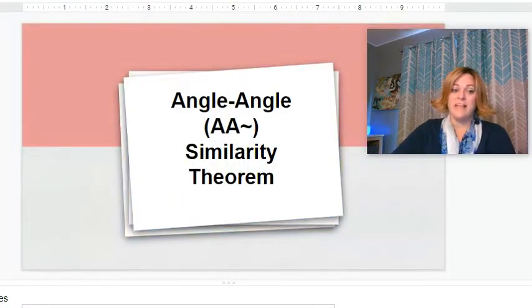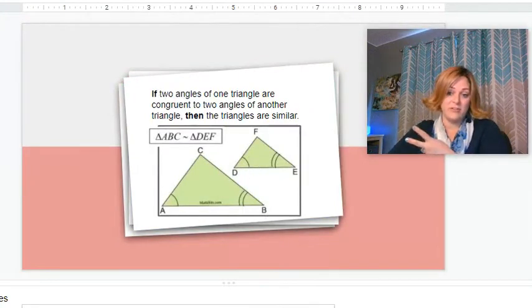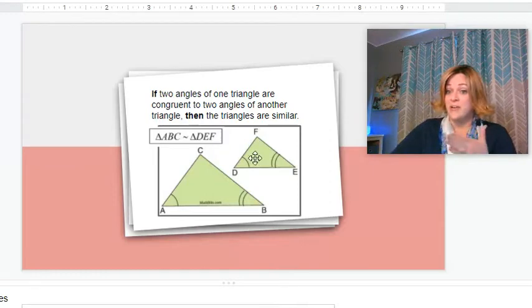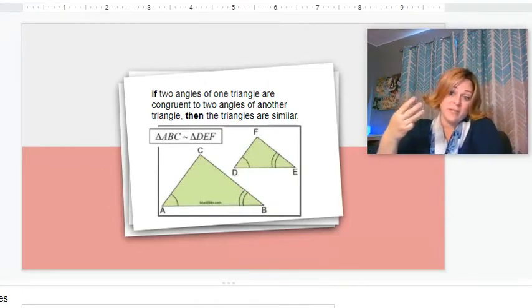Angle similarity. That literally means there are 2 angles that are identical to 2 angles in another triangle, and that shows that they are similar. Honestly, there's another theorem called the third angle theorem: if you have 2 angles that are the same, the third angle has to be the same because they would have to add up to 180. So some teachers say angle, angle, angle similarity, because it really makes all 3 angles the same.